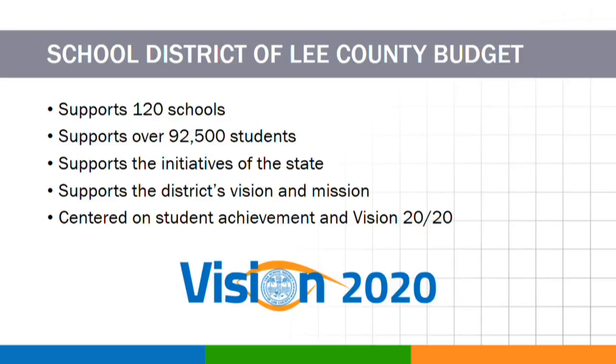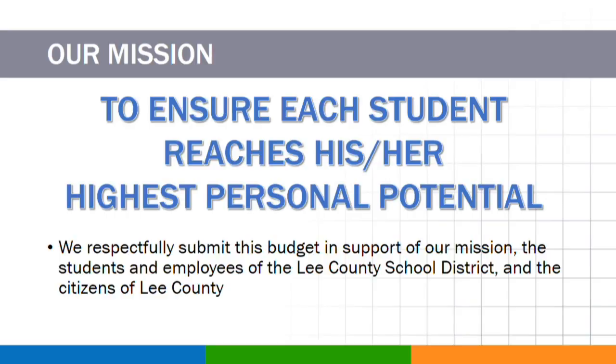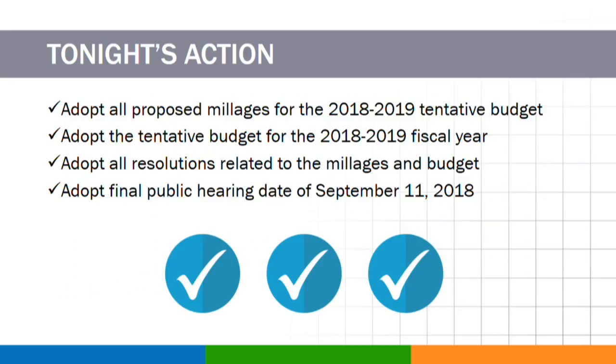So the School District of Lee County, all of what we've talked about and what this tentative budget goes to support: the day-to-day operations, the classrooms, the teachers, supporting over 120 schools and 92,500 students, supporting the initiatives that we do have from the state, from our district ourselves, our vision and mission, and student achievement. The ultimate goal that we have is student success and Vision 2020. So we have before you the opportunity to submit this budget for and in support of our mission and the students and employees of the Lee County School District and the citizens of Lee County. And with that, Madam Chair, I hand this back over to you for the public hearing portion.